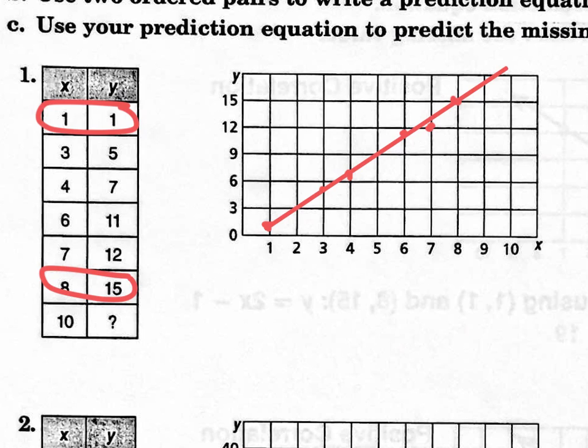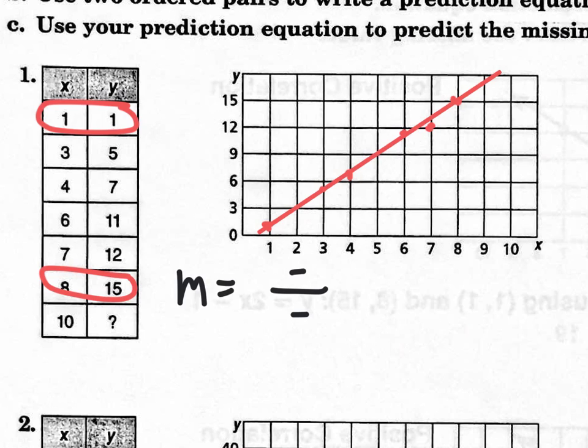But again, the line you could visually see, as long as it's representing most of the dots, that's what matters. You don't want it to be too far up, you don't want it to be too far down, but if you do use the 2 points, 1, 1 and 8, 15, it looks like you get a perfect match right there.